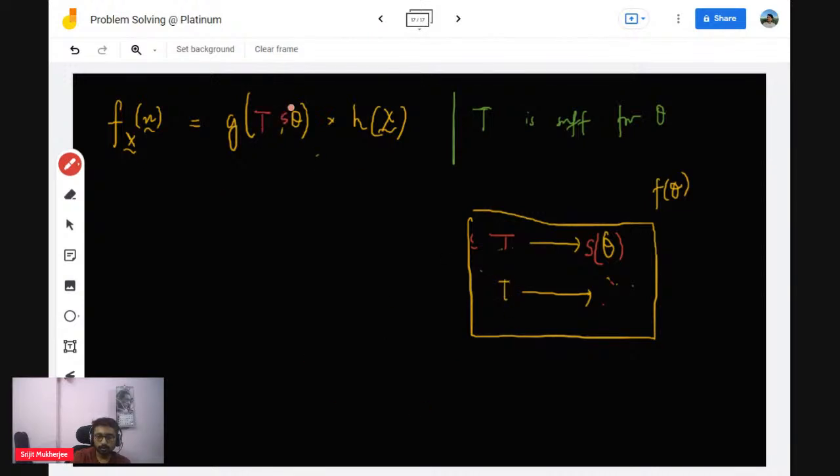Yeah. Then s theta is a function of theta, so we can write g t of s theta as another function g1 t of theta. So it implies t is a function of theta, right? t is sufficient for theta. So can we tell the other way around? Like, we want s of theta ka sufficient statistic. You understand?